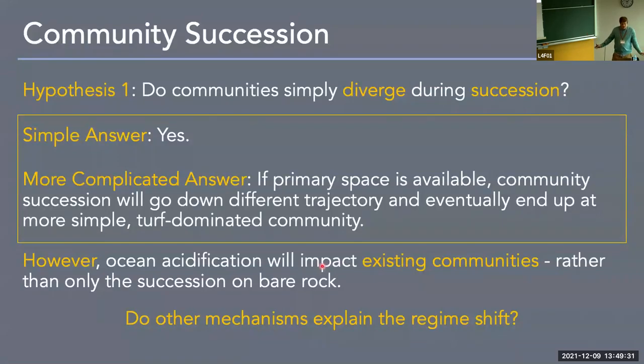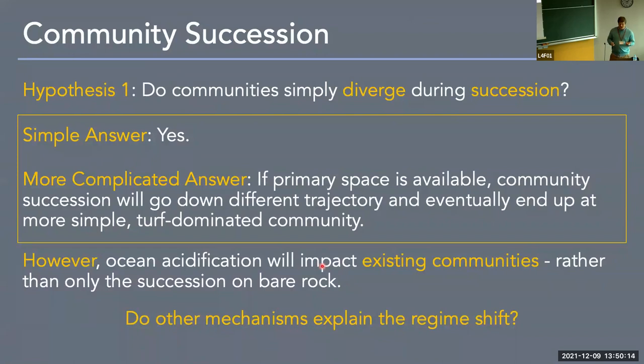So when we consider this community succession, we ask: do the communities just go off in different directions? It seems that if there is some bare rock available, then a completely different set of species will come in under the OA conditions and will end up at this very simple turf community. But if we think about a regime shift, it's not that there is bare rock that then slowly develops into a community. You have an existing community there, and it's going to be changed over time. So you have to think about how ocean acidification will impact an existing community. We need to start thinking about some of those other mechanisms that could be responsible.